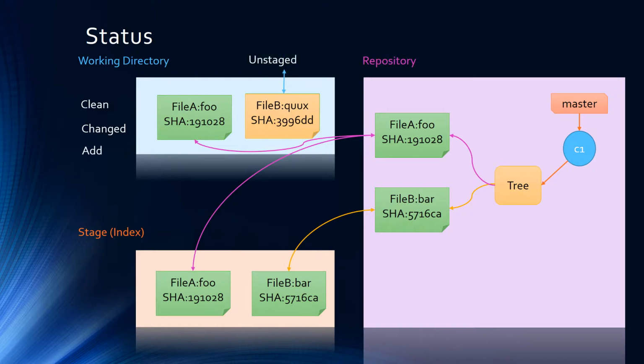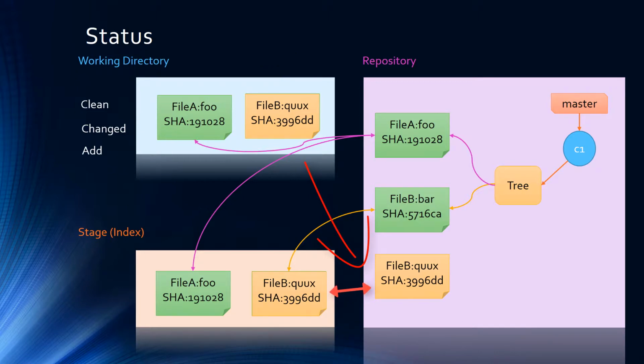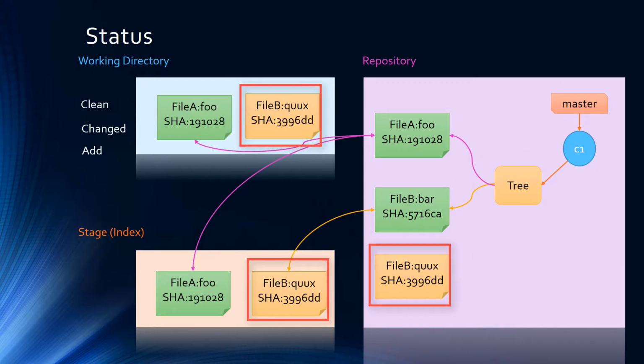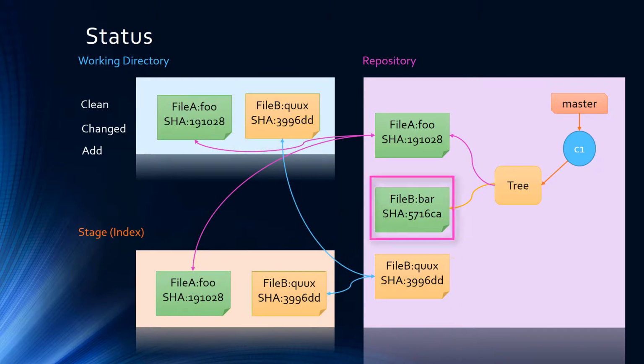We use the git add command to add all the changes into the stage. See, we have the new file B in the repository now, and we found that file B in the index points to the new file B, 3996DD. Both file B in the working directory and the stage point to the same file, and file B in commit 1 in the repository still points to the old version, 5716CA. Again, let's check the table, which describes the states in the three areas.